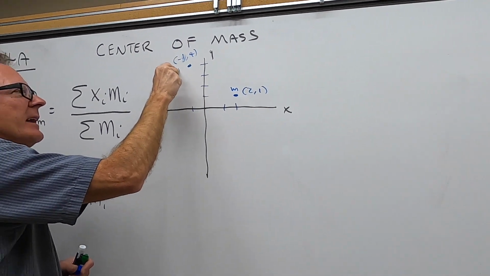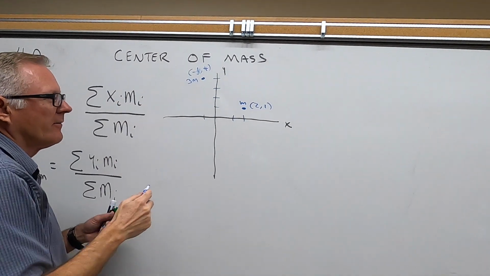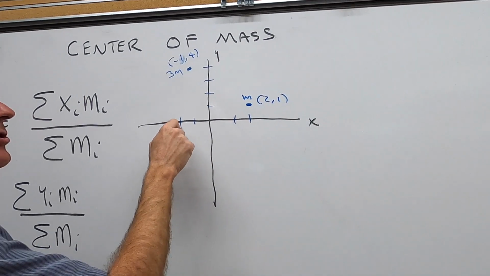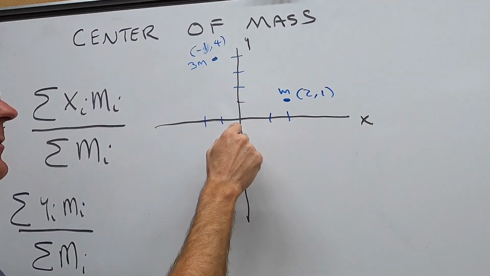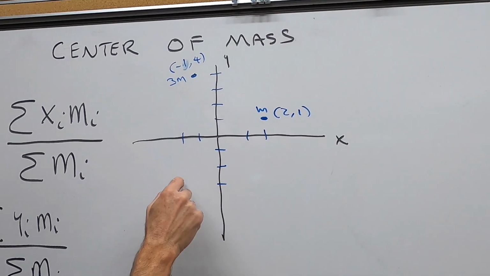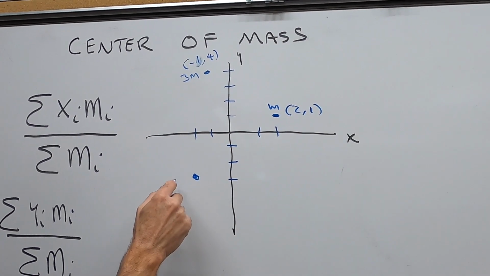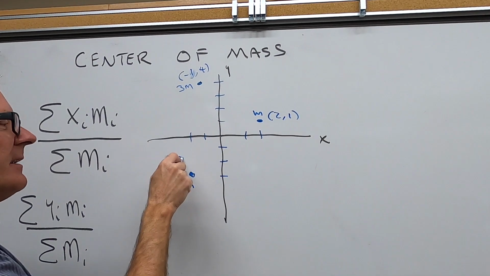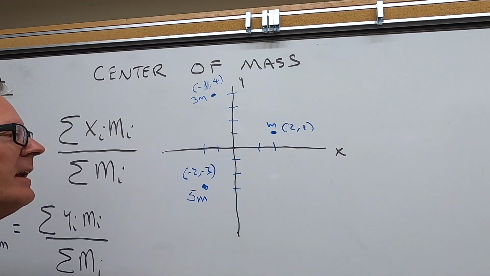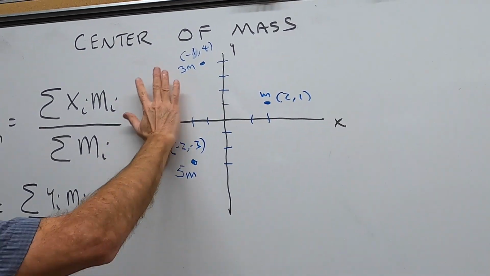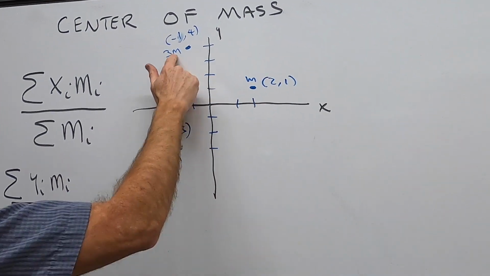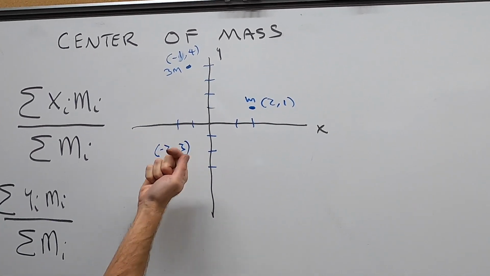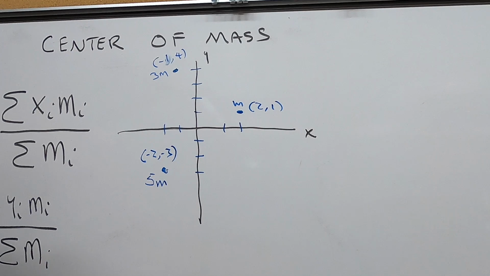Let's make that 3m. And let's say we have a third mass here. Let's put it down in this quadrant, at minus 2, minus 3. 1, 2, 3, right there. And let's say that mass is 5m. And we ask, if this were on a sheet of paper or a board and these were the weights, where would the balance point be that would keep this thing balanced right here?